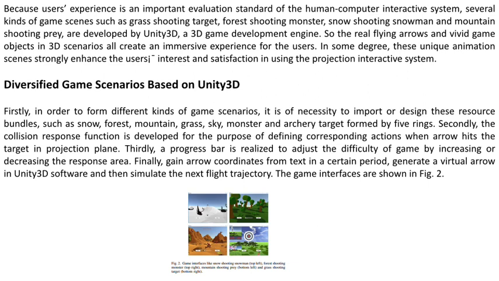In the given figures, we can see how the game interfaces like snow shooting, snowmen, the forest shooting, the mountain shooting, and the grass shooting are shown here.